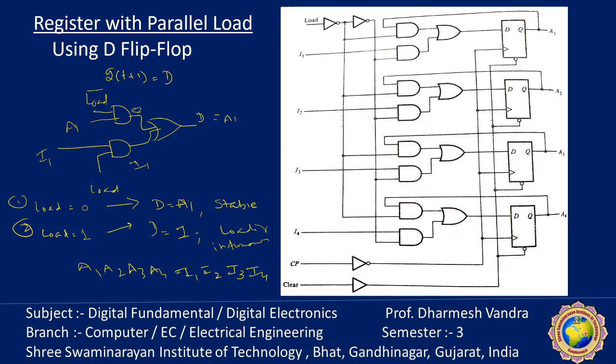This information is passing from here, I1, I2, I3, because when load equal to 1, the output of the second AND gate is I1 and the first gate is 0. When load equal to 0, gate number 1 has the output A1 and the second output is 0. So any one information, it may be the previous output or the input, depends on the value of load. The remaining clock pulse is for synchronization of this flip flop, and clear is directly connected as the external reset control signal for each flip flop.